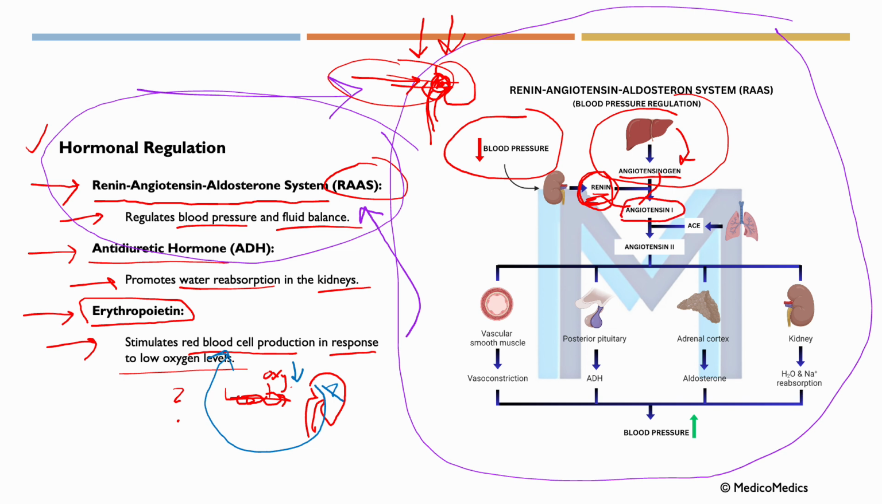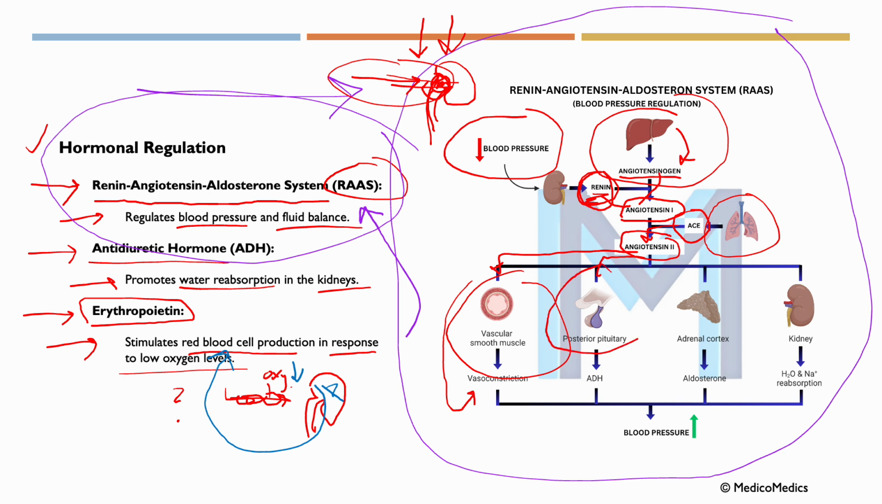When we have angiotensin 1, together with an enzyme that is produced in your lungs called angiotensin converting enzyme, angiotensin 1 becomes angiotensin 2. And angiotensin 2 has multiple effects throughout your body. For example, it causes vasoconstriction in your vascular smooth muscles, so constricting your blood vessels.